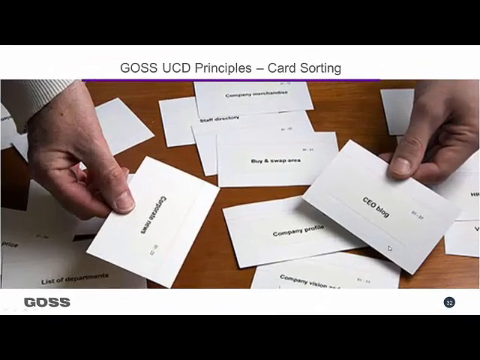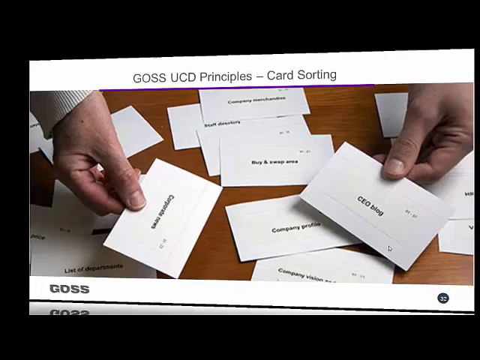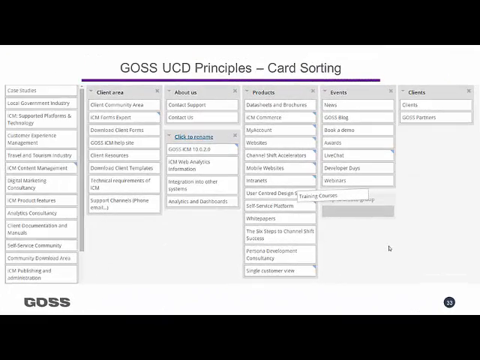Once the core content's been defined, we can then start card sorting. Card sorting is a way of getting the user's opinion on where certain parts of the website should be found. For instance, we'd be putting together the menu system for the information architecture of the website.